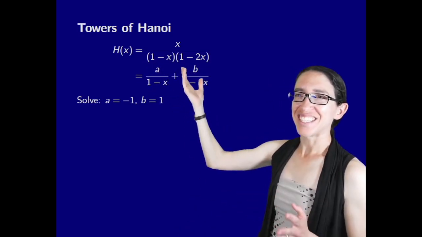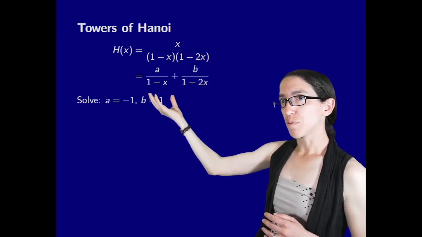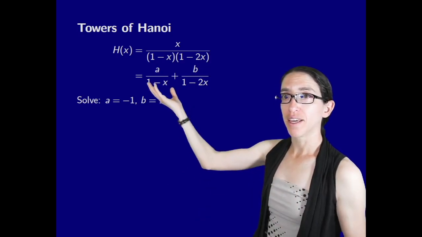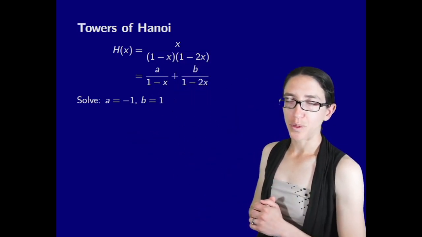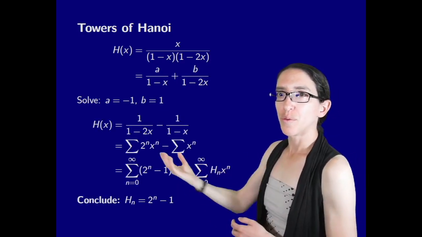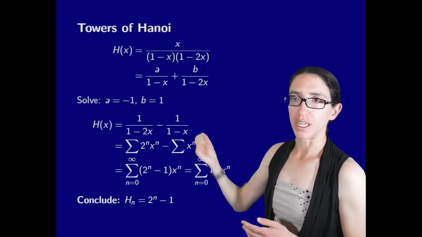Now, once we've done that, how can we find an explicit formula for the Towers of Hanoi sequence? Well, h of x is now x over 1 minus x times 1 minus 2x, and so we can write that as a over 1 minus x plus b over 1 minus 2x, and you solve for that again to make this summation be x on the top, and you find a equals minus 1 and b equals 1. And so now let's re-expand with the geometric series. We get 1 over 1 minus 2x minus 1 over 1 minus x from our solving and plugging back in.